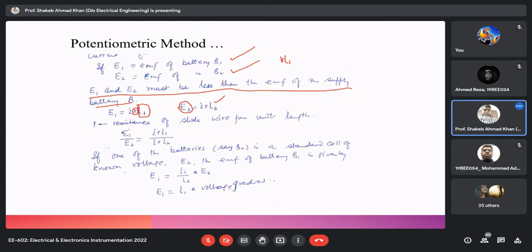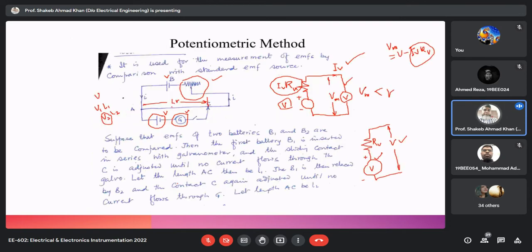Now we'll take the ratio of E1 upon E2. So finally we'll have L1 upon L2 because IR remains the same. So L1 upon L2. So we can find the unknown voltage in terms of the known voltage here. This is the known voltage. And we can have E2 upon L2, we can write the voltage gradient, the voltage drop per unit length. So we basically need to find the length of the wire which balances the source voltage.